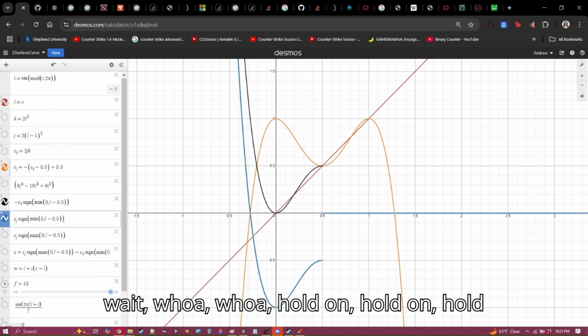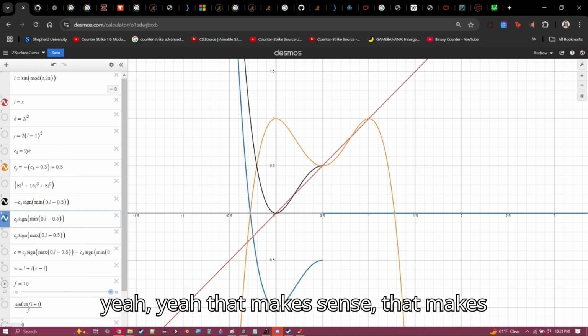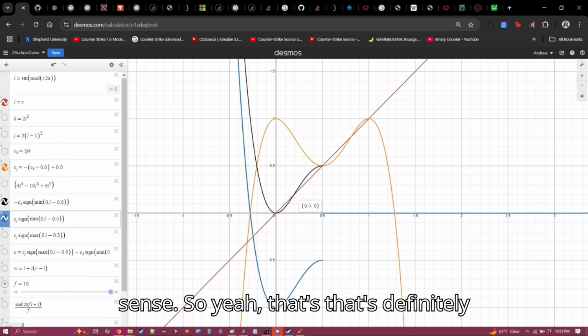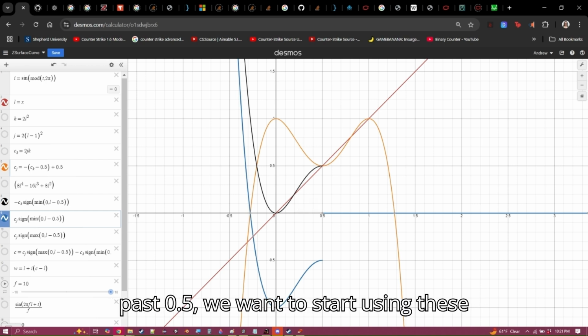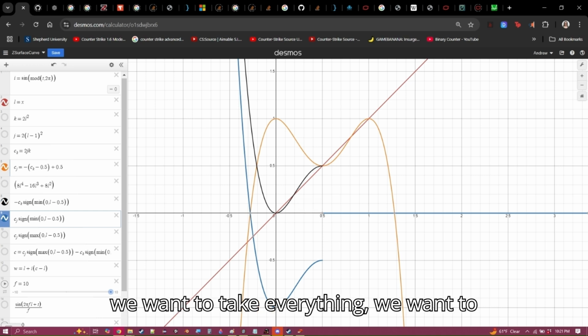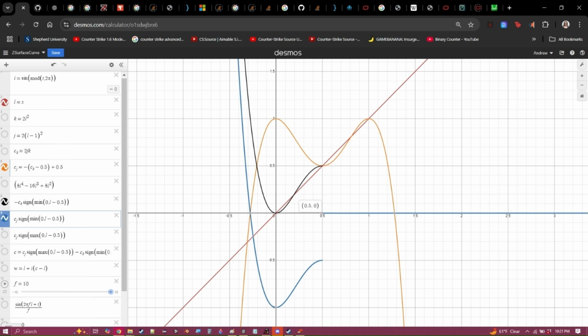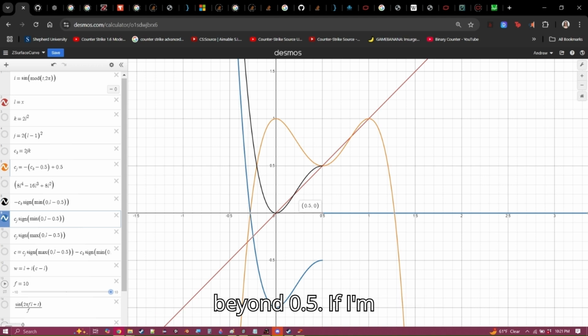Wait, whoa, hold on. So if we're at 0.5, oh yeah, that makes sense. So that's definitely not what we want. Because once we get past 0.5, we want to start using these values. So we want to use everything, all the values beyond 0.5. If I'm at 0.5, that minus 0.5 is 0.